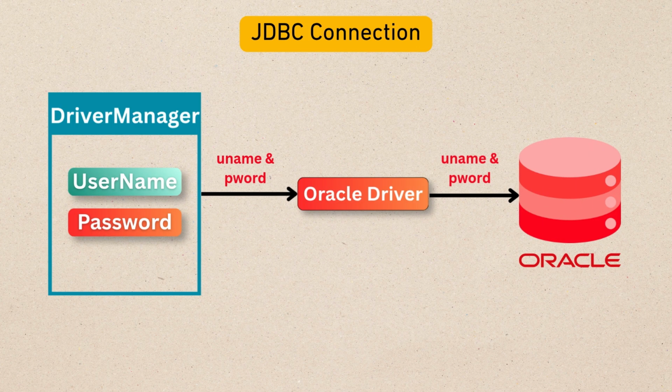If the credentials are correct, the database opens a connection and returns it to the driver. The driver then creates a Connection object and returns it to the getConnection method call. Finally, we store this returned connection using the Connection interface. Now, let us implement this in Eclipse IDE.